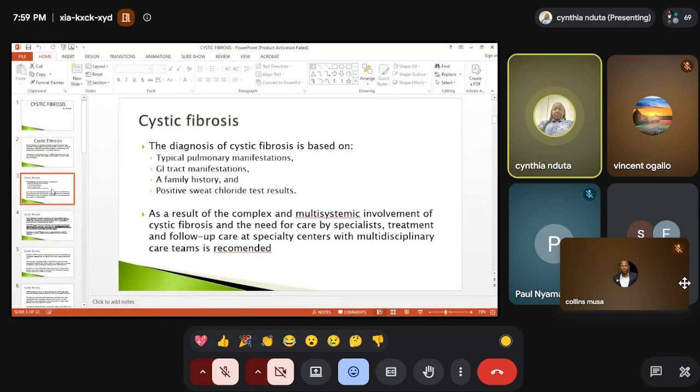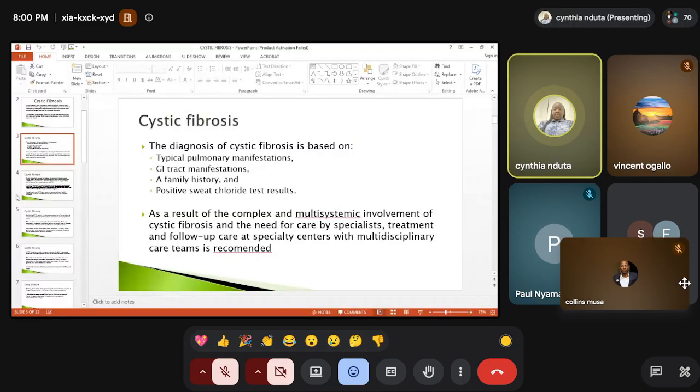So, how do you diagnose cystic fibrosis? You diagnose cystic fibrosis based on, number one, the symptoms that are there, especially pulmonary symptoms, GI tract manifestations, which we shall see, a positive family history of cystic fibrosis, and if you do your sweat chloride test, the results turn positive. So we shall relook at all those four points again.